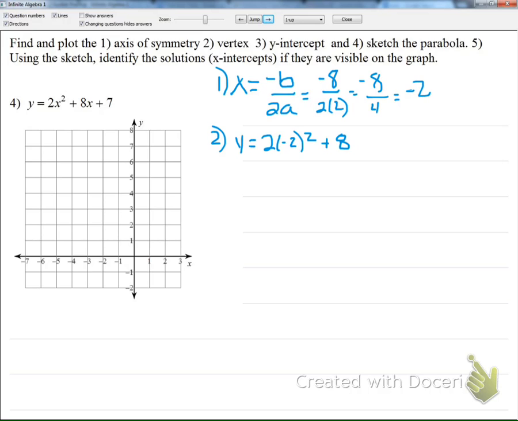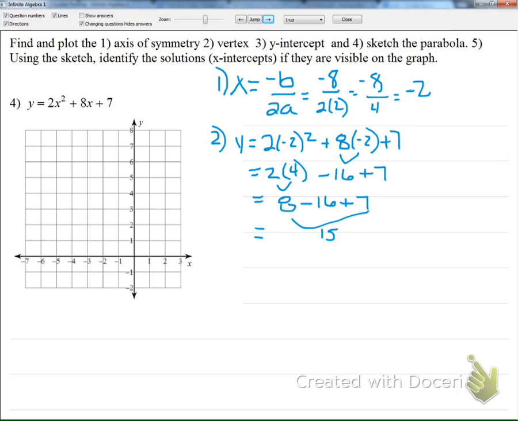Alright, I take that negative 2 and I plug it into the original equation. 2 times negative 2 squared is 4. Negative 8 times negative 2, or I'm sorry, positive 8 times negative 2 equals a negative 16 plus 7. 2 times 4 equals 8 minus 16 plus 7. I'm going to combine my two positive numbers first to get a positive 15. Here's where I said, gee, this looks really familiar. I think we did this exact same problem before like this. So my y value equals negative 1. Therefore, your vertex should be at negative 2, negative 1.